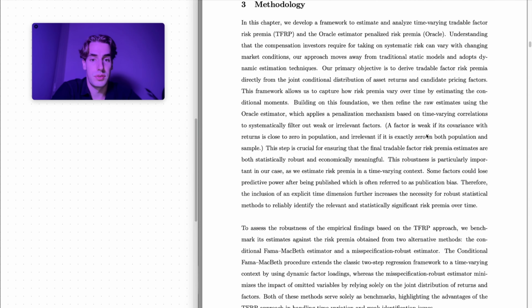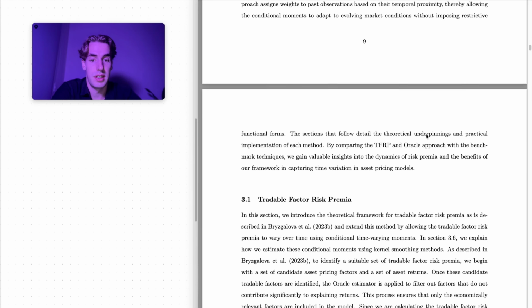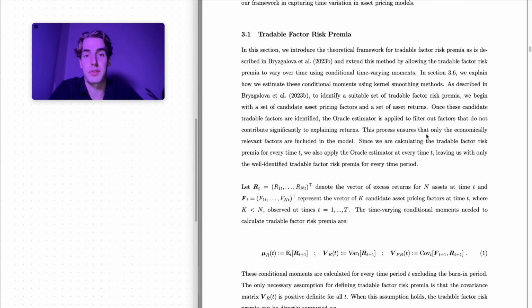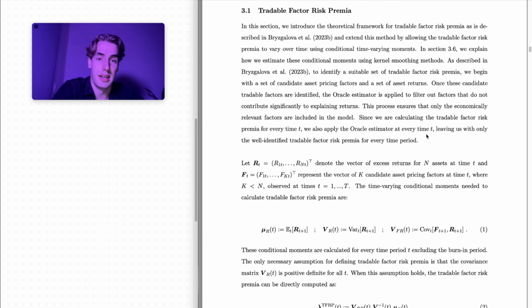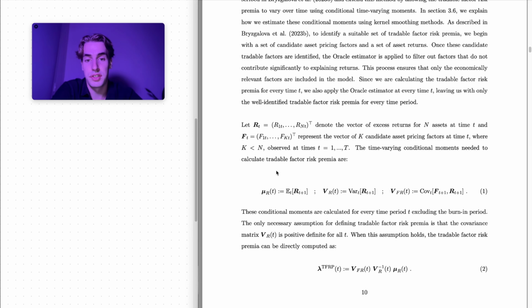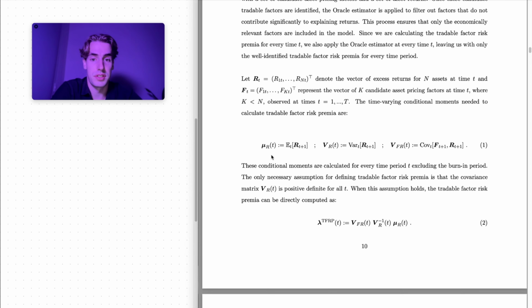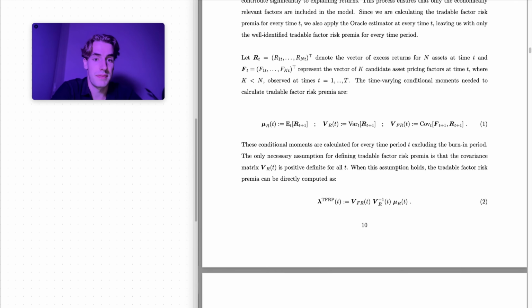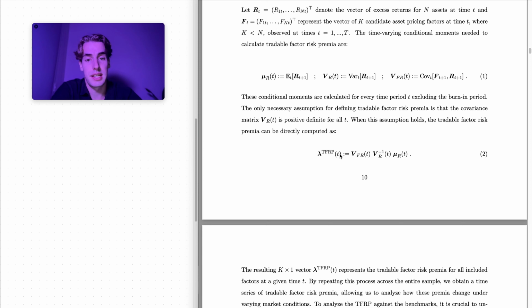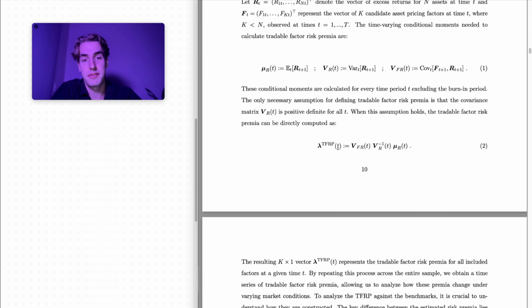And then we go to the nice part, which is the methodology. First of all, we'll see how the tradable vector risk premia are calculated. We first define the conditional moments, which are necessary in order to calculate the tradable vector risk premia. Here you see the conditional moments of the mean, variance, and the covariance matrices. With those conditional moments, we can then calculate the tradable vector risk premia for every time t, and they are defined by these matrix computations.